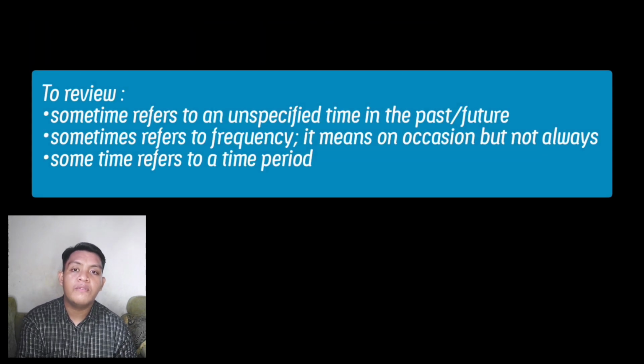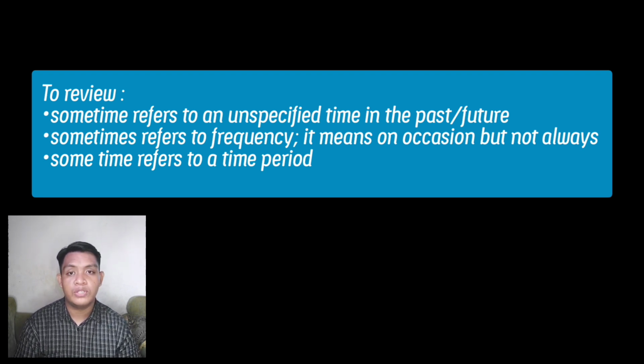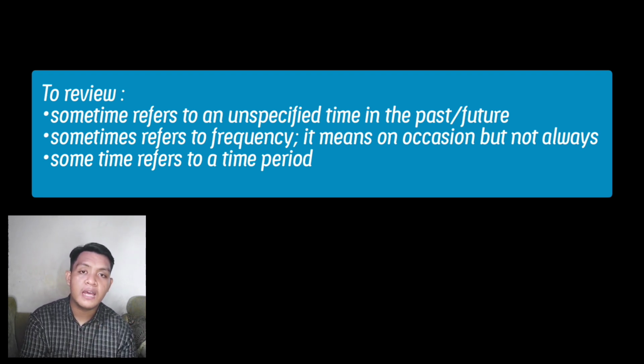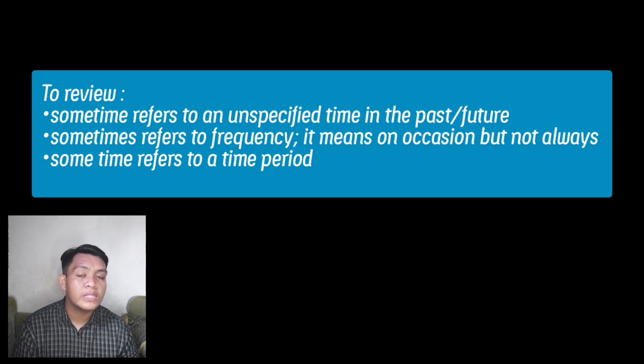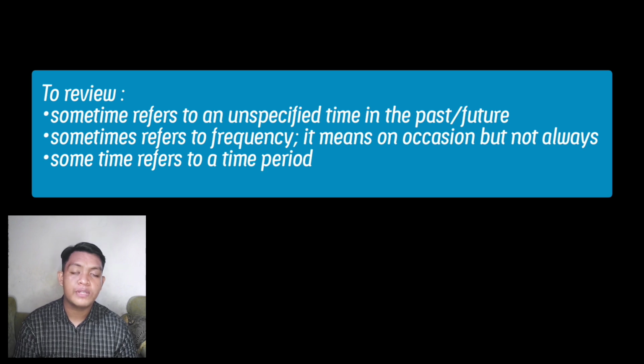Okay, for the review, sometime refers to an unspecified time in the past or future. And sometimes refers to frequency. It means on occasion but not always. And the last, some time, refers to a time period. So I think that's enough of my explanation about the differences of sometime, sometimes, and some time.